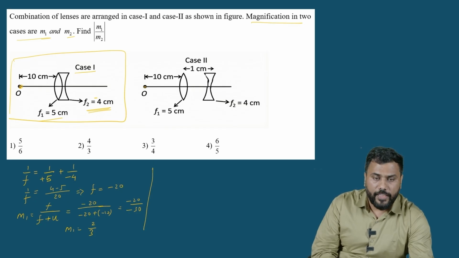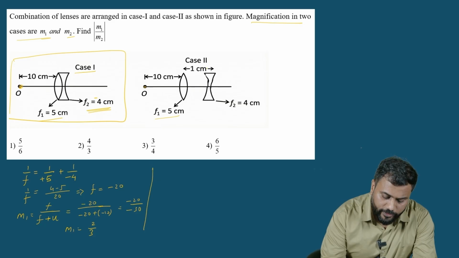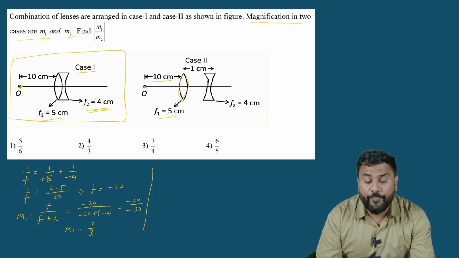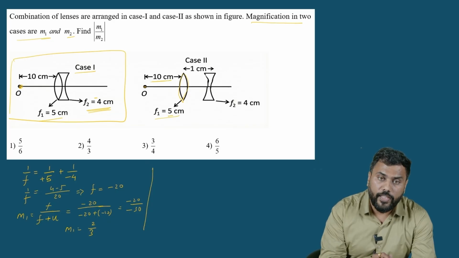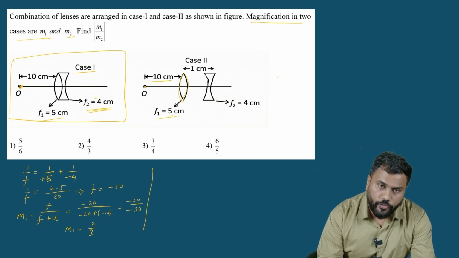Now we have to find case 2 magnification. But case 2 is very interesting. Here the lenses have some small separation between them. If you observe the first lens, the distance of the object is 10 and the focal length is 5. Double the focal length, the 2f point, is going to be at 10 centimeter. So the first lens will have the object at the 2f point, so its image will also be at the 2f point.